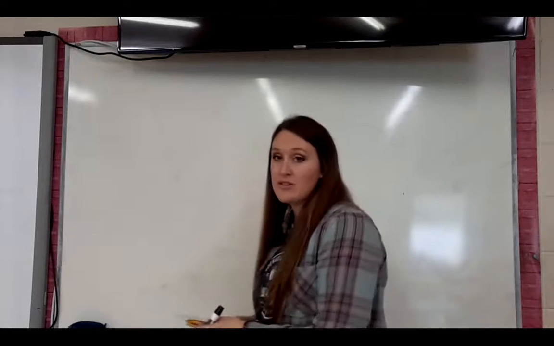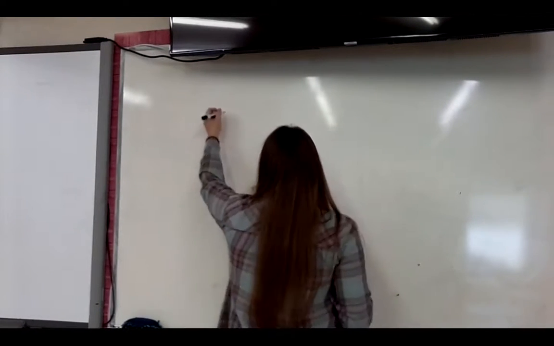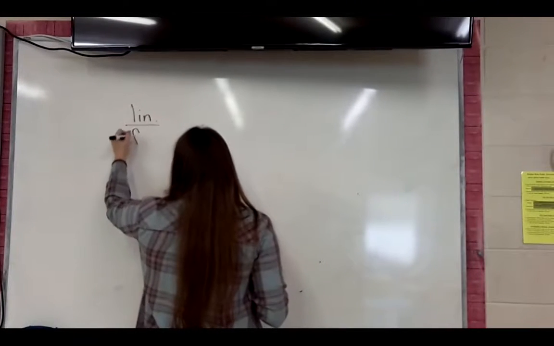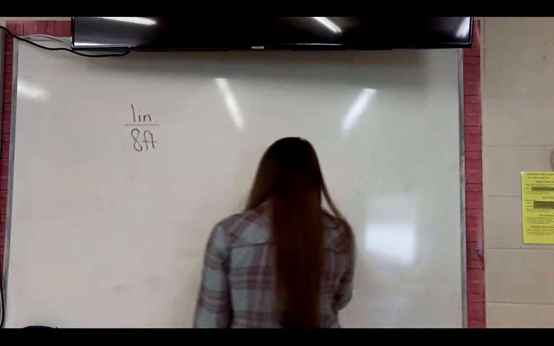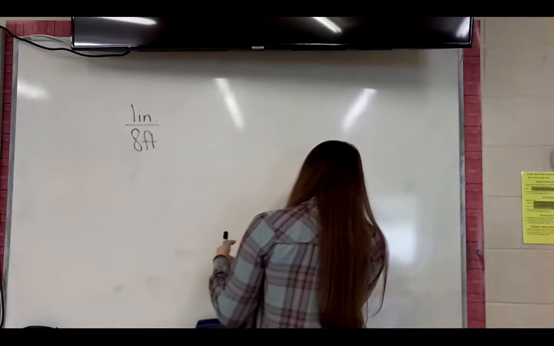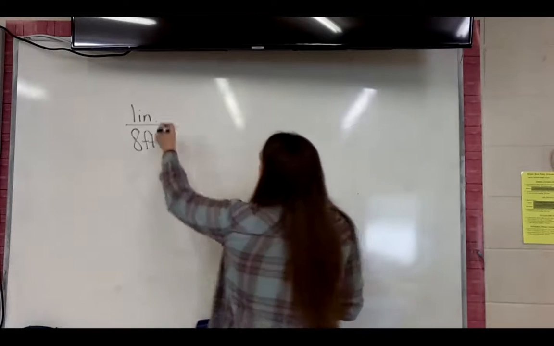Okay, number 2 says the map of a natural history museum shows that the dinosaur exhibit room is 7.25 inches wide. If the scale of the map is 1 inch equals 8 feet, what is the width of the actual exhibit room? So they gave us our scale. Our scale was 1 inch equals 8 feet. So 1 inch over 8 feet. Then it says on the map, it shows the dinosaur exhibit room to be 7.25 inches wide. What is the actual width?